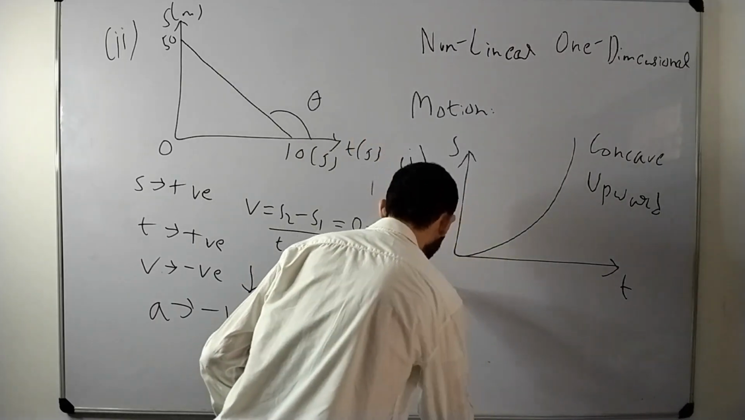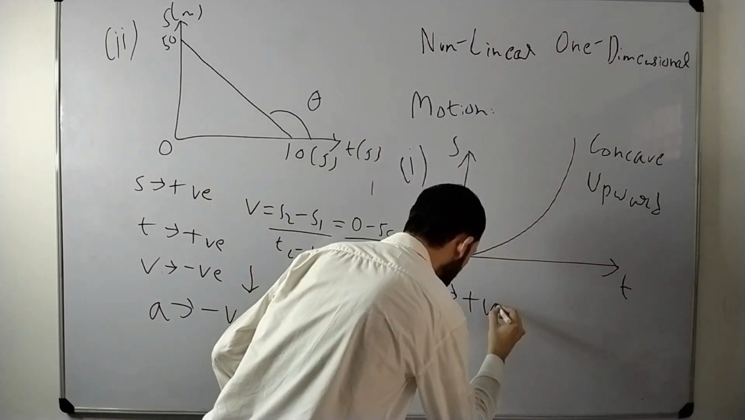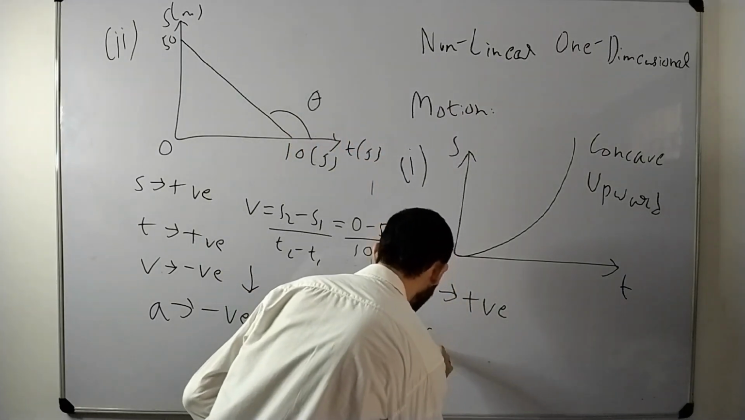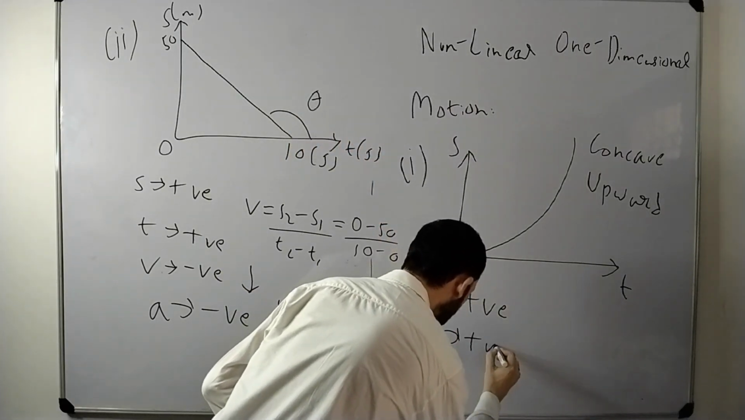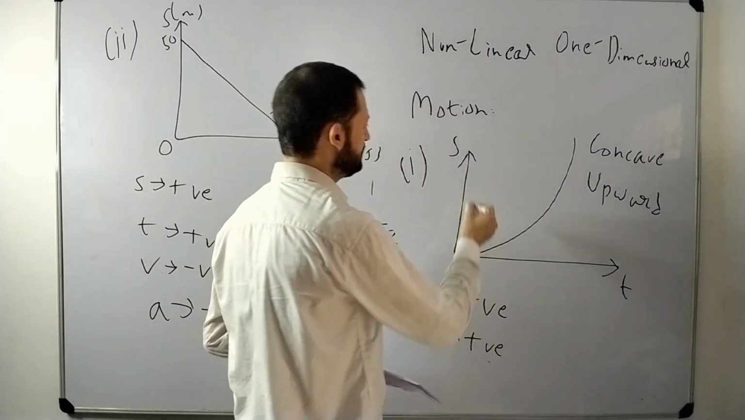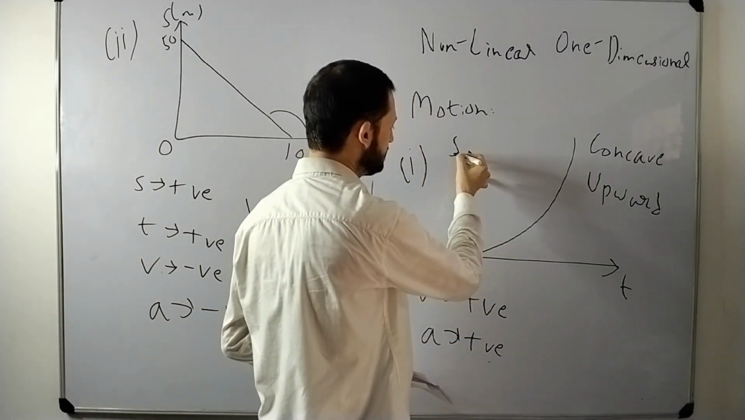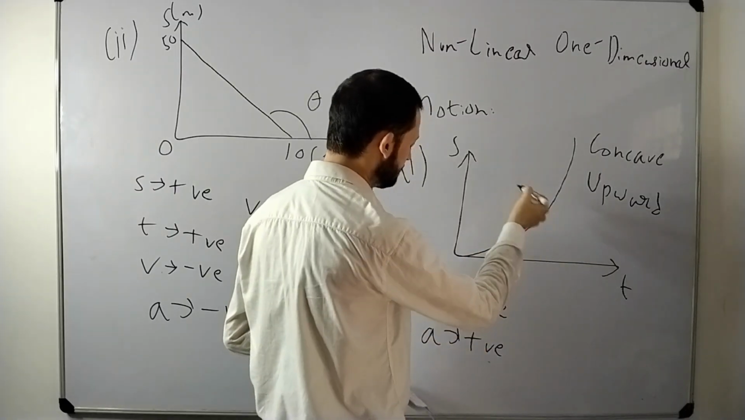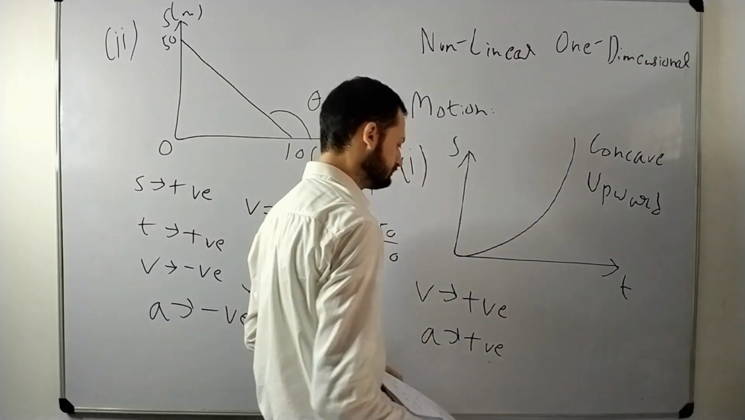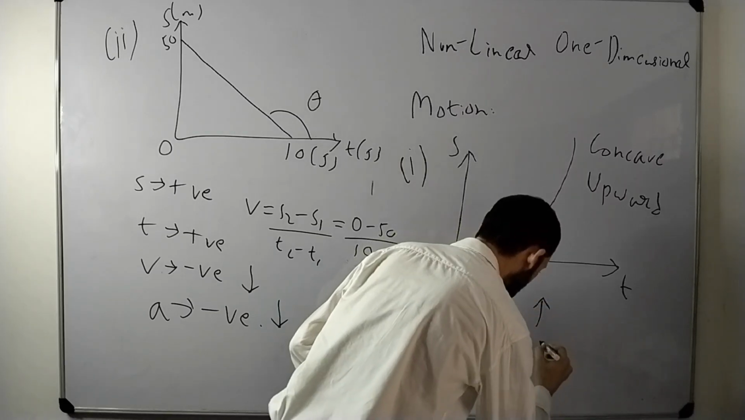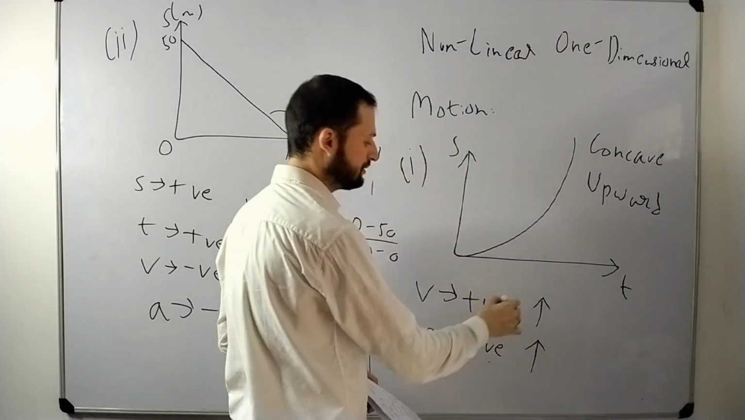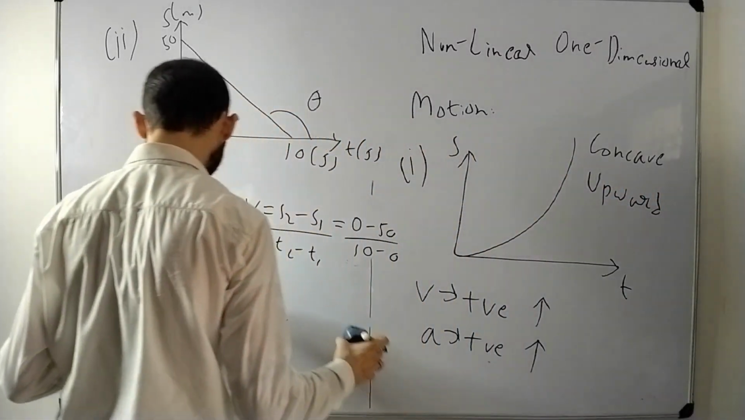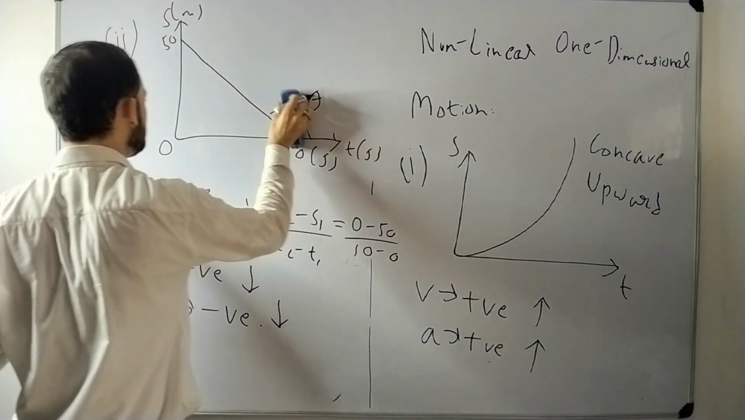So what should I say? V is increasing, positive value, and acceleration is also positive value. How, sir? See, students, S is what? Positive displacement, and velocity happens to be positive since it is increasing with time. So both are increasing. This is a symbol I am giving to increasing. This is the concave upward case.